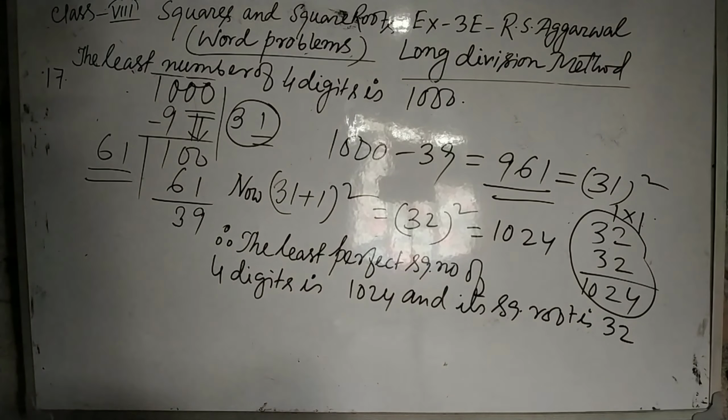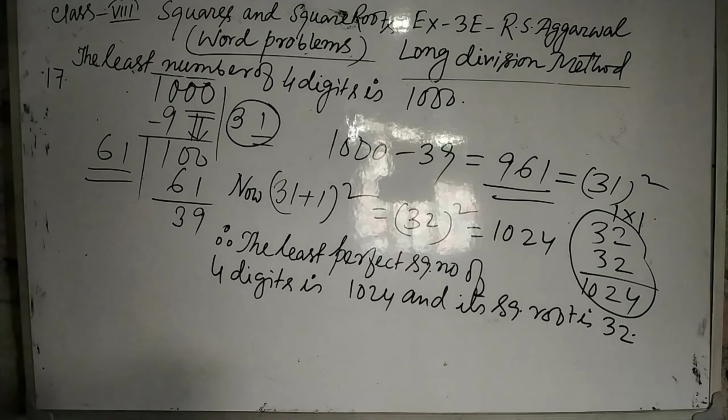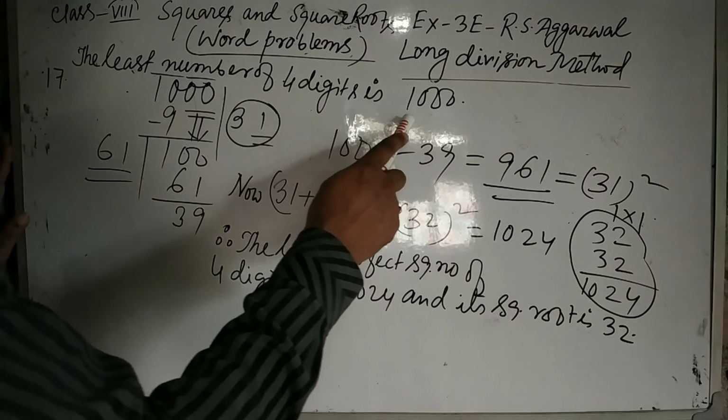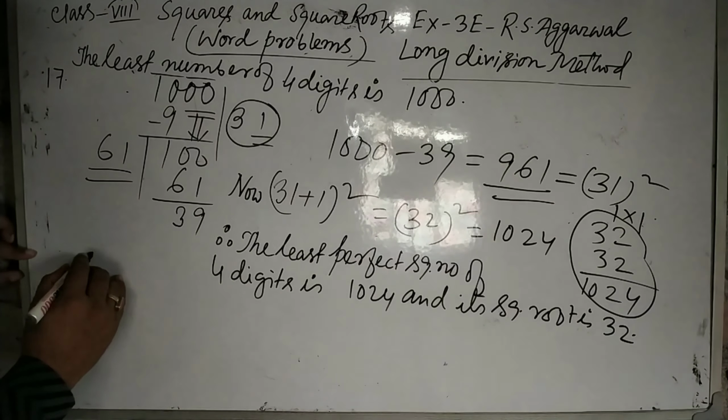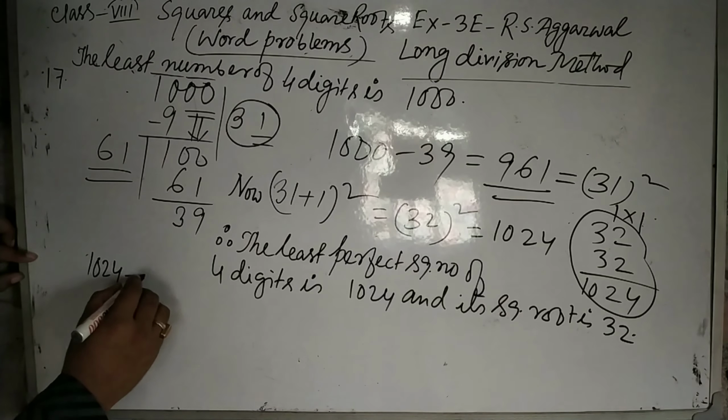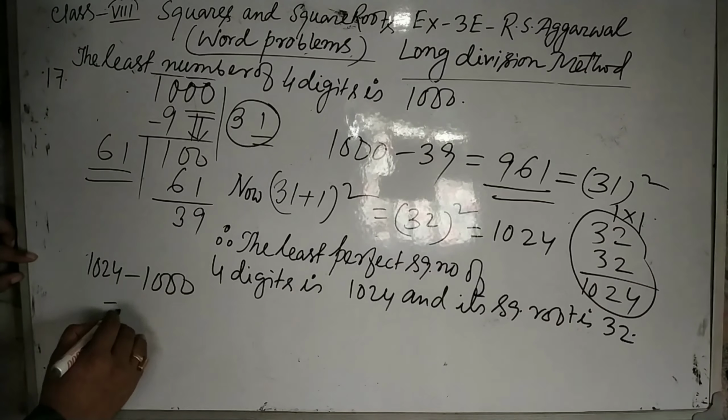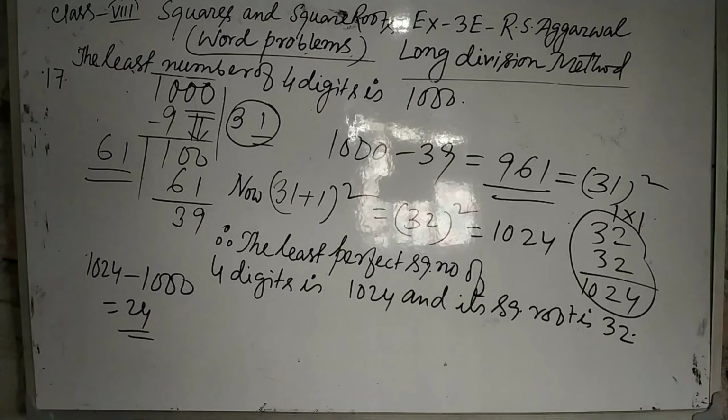Now if the question was in a different form, that what must be added to the least number of 4 digits, that means what must be added to 1000 so that the resulting number will be a perfect square number, then your answer would have been 1024 minus 1000, that is 24.